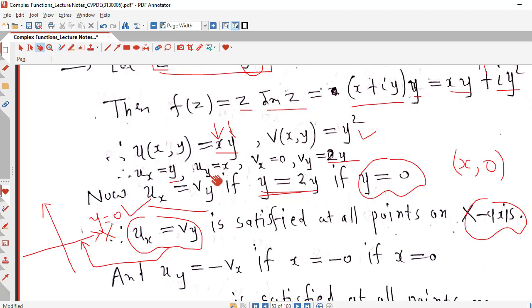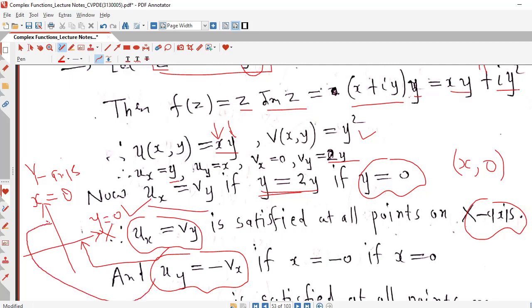Similarly we check the second equation. Del u by del y is x and del v by del x is 0, so minus del v by del x is 0. So u_y and minus v_x are equal if x = 0, and we know that x = 0 represents the y-axis. So this equation is satisfied at all the points on the line x = 0, or on the y-axis.